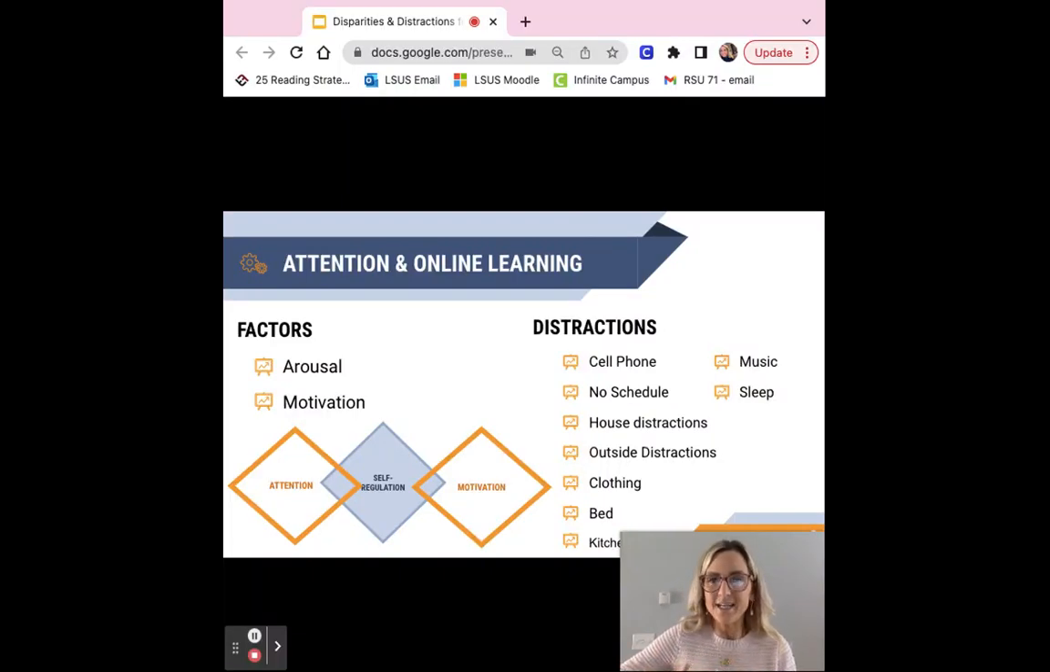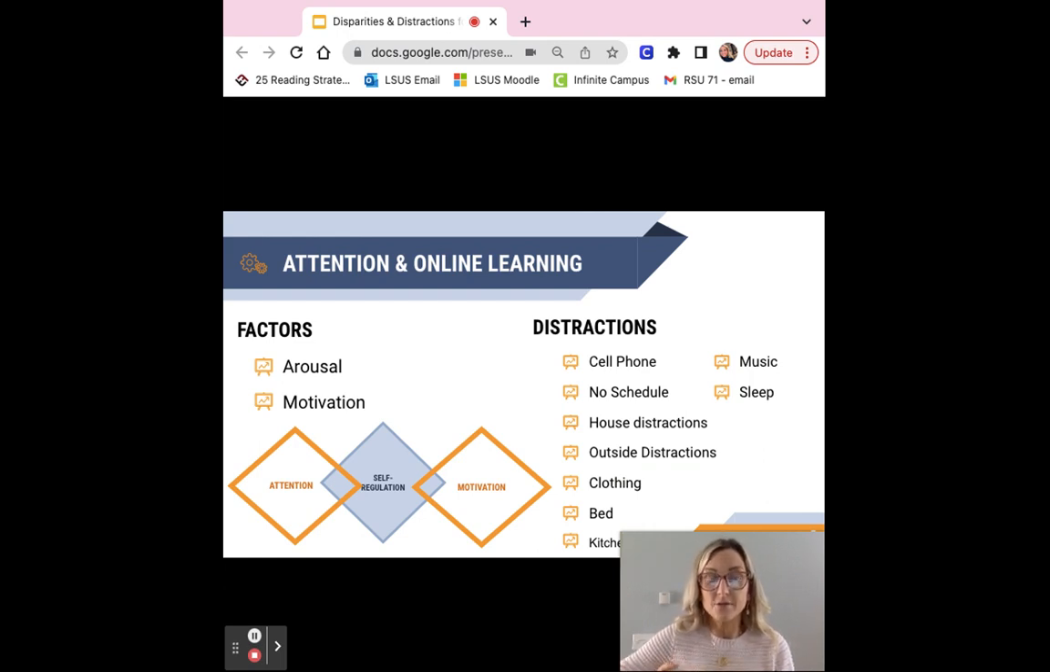Clothing. In my research, I found many kids wear pajamas, and we associate pajamas with relaxation or sleeping. Bed. Many students are in their own room learning while laying down on their bed, hanging out in their bedroom. And again, we associate bed with sleep. Kitchen. We associate kitchen with eating. Might get hungry, snack more often.